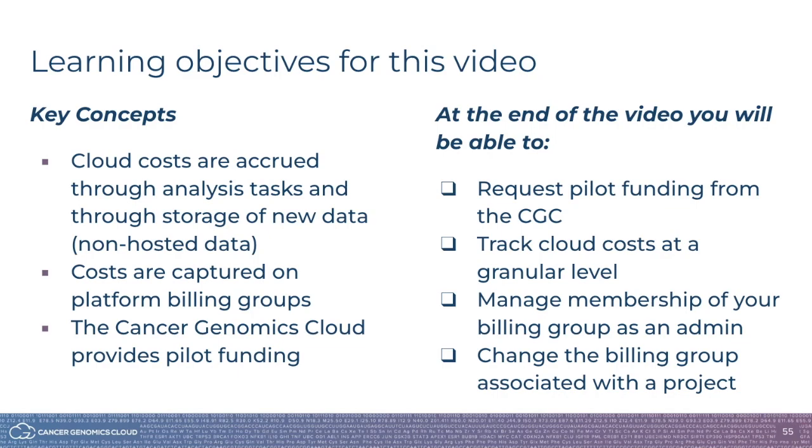Before we get started, let's talk about our objectives. We want to review three key concepts. The first is that cloud costs are accrued through running analysis and through the storage of new, non-hosted data. Costs are captured on the platform automatically via what are called billing groups. Also, it is important to understand that the National Cancer Institute of the NIH has cloud credits available for you to start exploring and testing your analysis on the cloud.